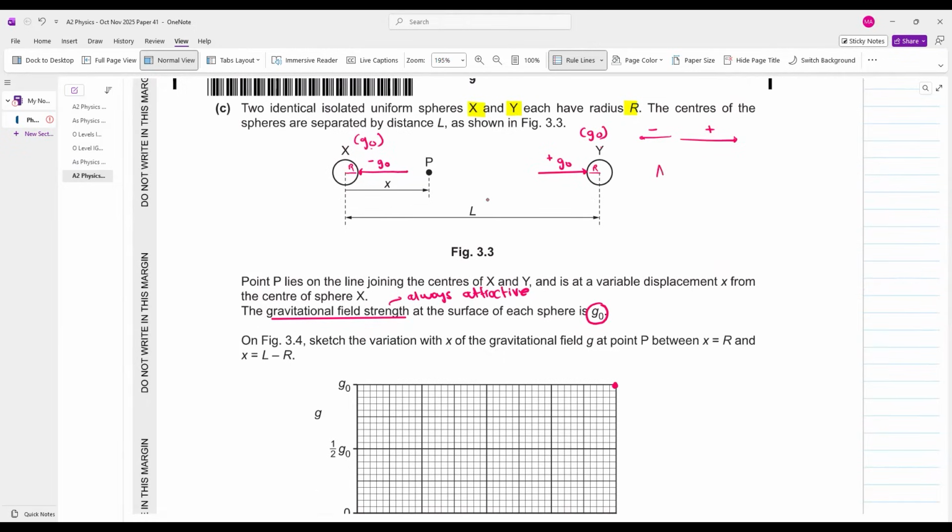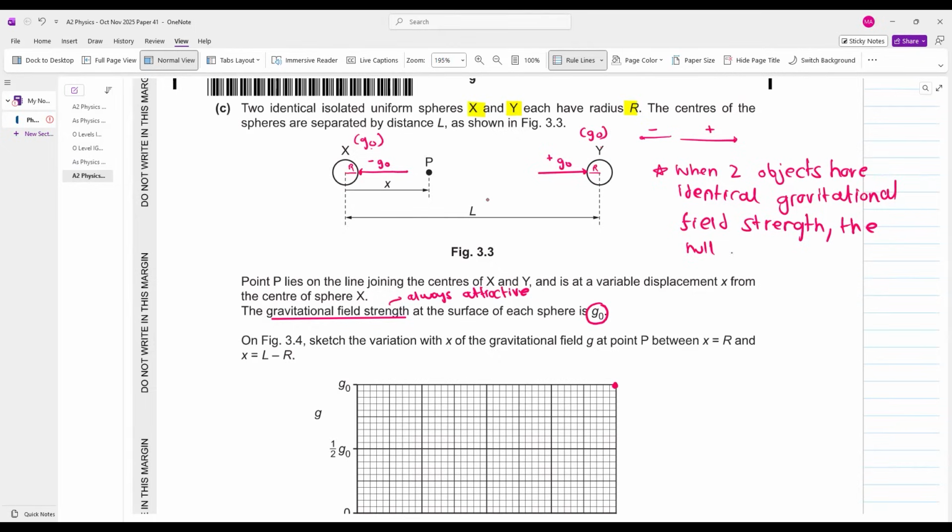Write down a key point. When two objects have identical gravitational field strength, this is very important, the null point lies in the middle.